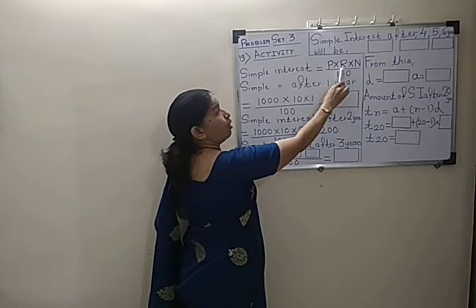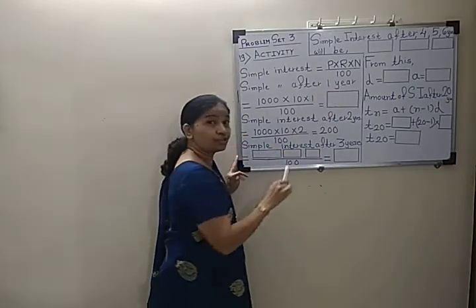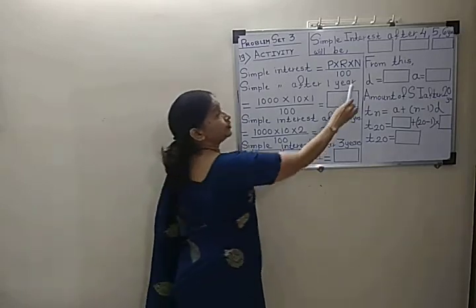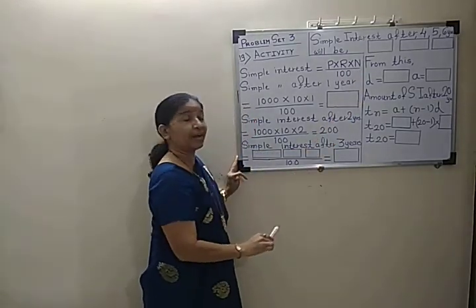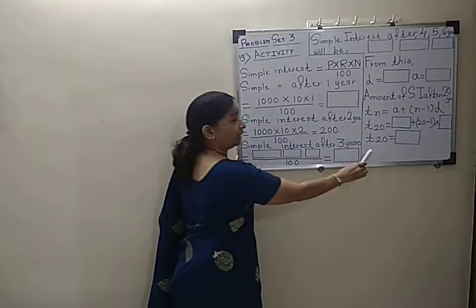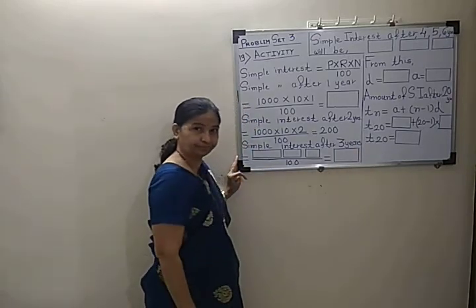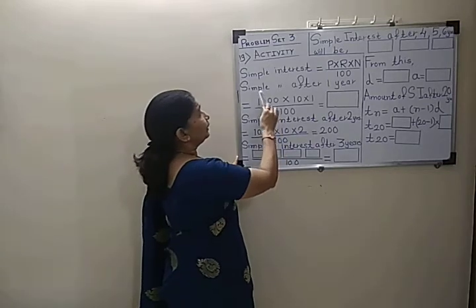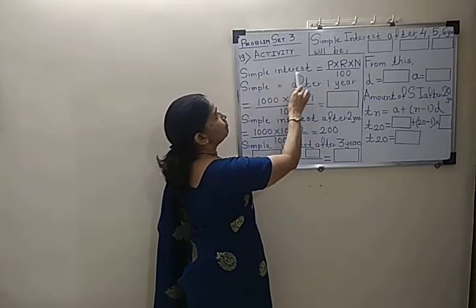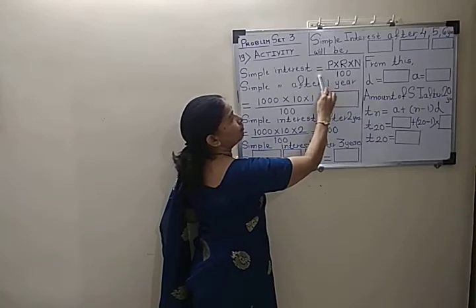R stands for rate, which they have given as 10. N stands for the period, like 1 year, 2 years, 3 years, and at last in this example, 20 years. Now they have given this formula. See again, simple interest is equal to P into R into N upon 100.